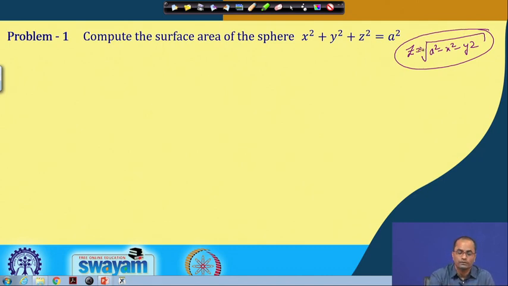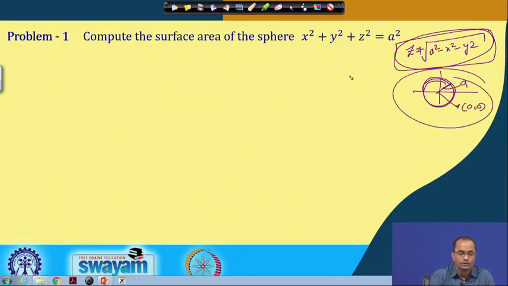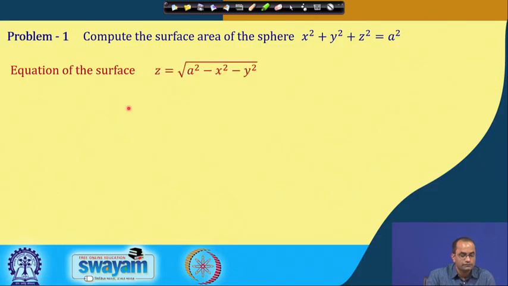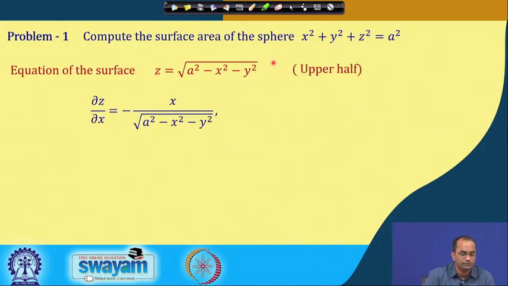So, we are considering only the positive part, the upper half of the sphere, and when we project into the xy plane, we will get this circle of radius a with the center at 0, 0. Okay, so the equation which will give us the surface is the one I have just discussed. For the upper half, we will take z equal to the square root of a squared minus x squared minus y squared.